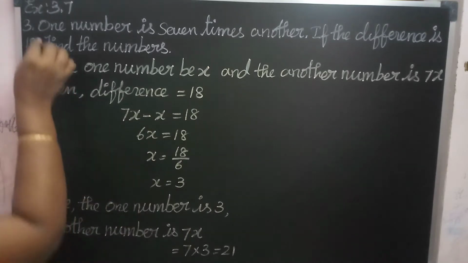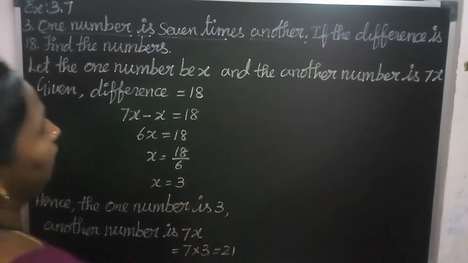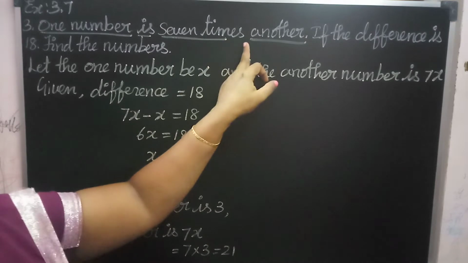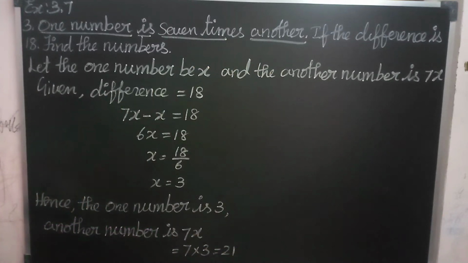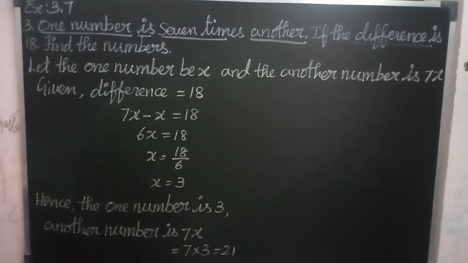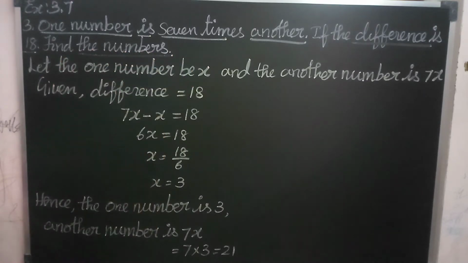So here they have given one number is 7 times another. If we don't know that one number, we are going to assume that number as x. What will be the other number? 7 times means 7 into x, 7x. They have given the difference between the two numbers, that is 18. We are going to find those numbers.